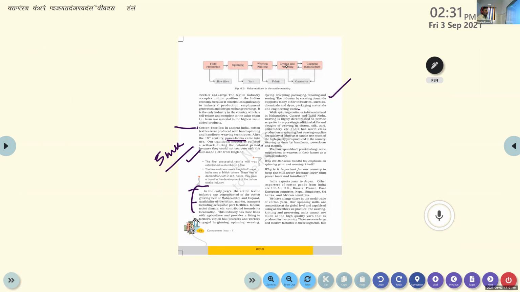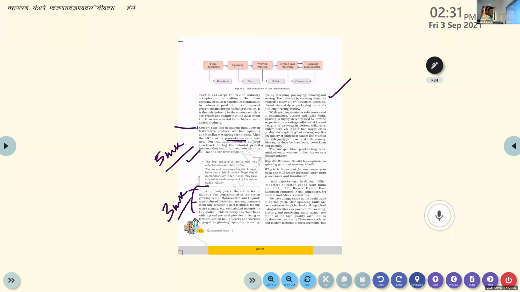So remember, this is a 5-mark question, and I already told you one other question: why are cotton textile industries concentrated in this belt? Which belt? Gujarat and Maharashtra. That's a 3-mark question. Please mark that question also. Next one: while spinning continues to be centralized in Maharashtra, Gujarat, and Tamil Nadu.